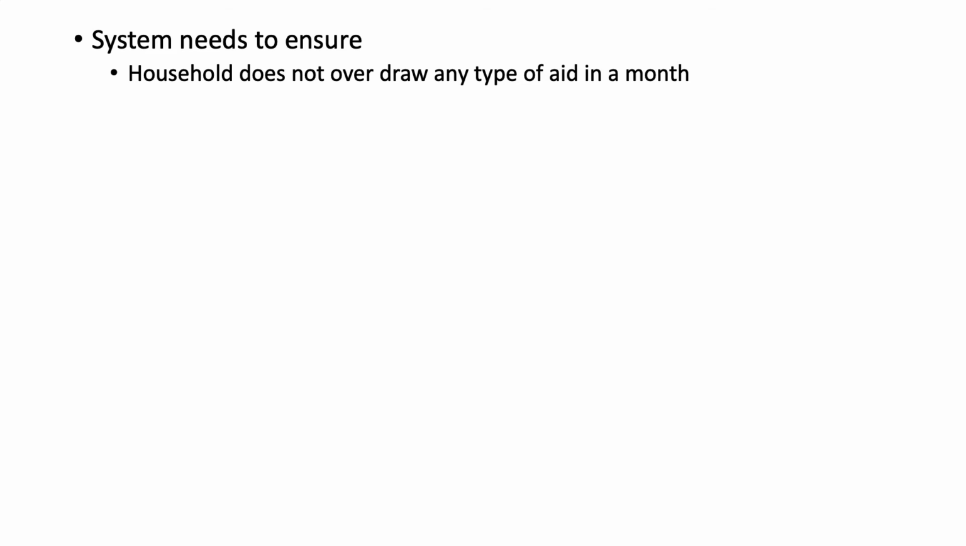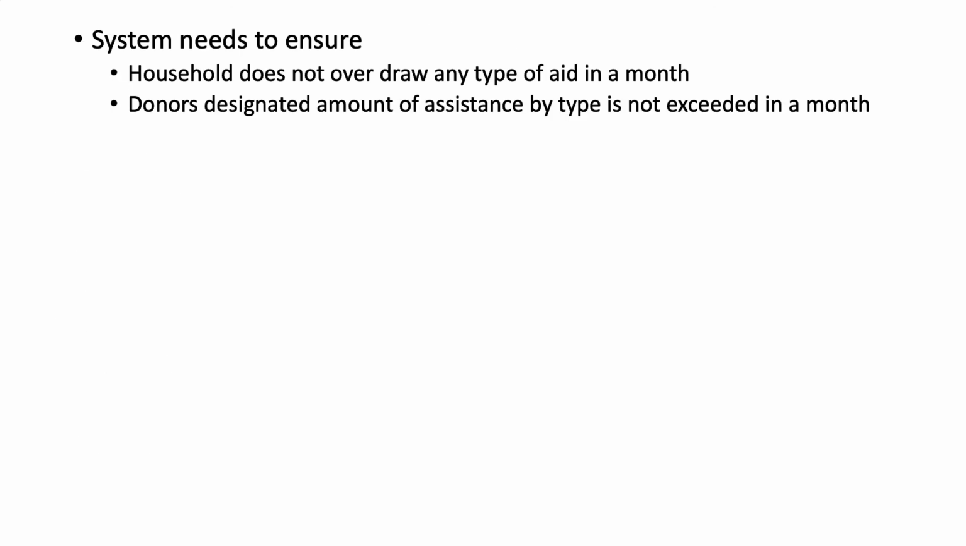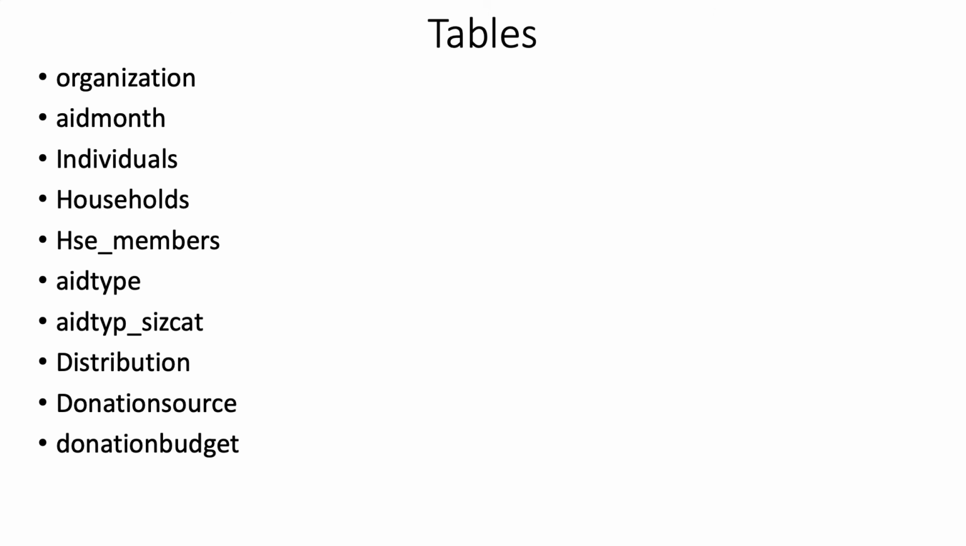Okay, the next rule is the system needs to ensure that households do not overdraw any type of aid in the month. And I believe that by doing select sums and so forth, we can do that with these tables. We won't need any more. And the donor designates an amount of assistance by type that is not to be exceeded in a month. So even though the Salvation Army may send in $5,000 in January, they want that to last 5 months. So each month you can only give out $1,000, and so we need some way to do that. And I believe that these tables will do that.